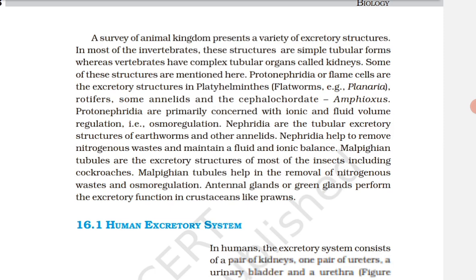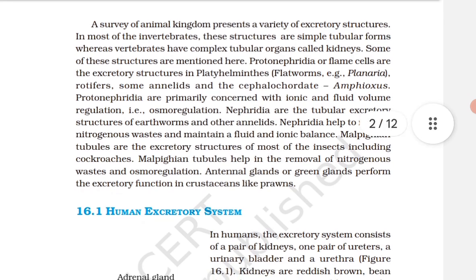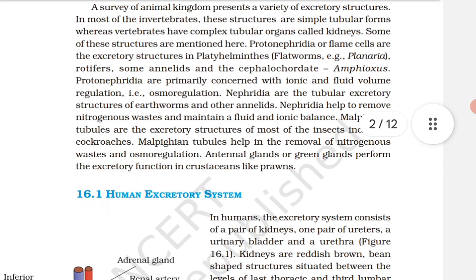Protonephridia or flame cells are the excretory structures in platyhelminths, that is flatworms, example planaria, rotifers, some annelids, and the cephalochordate, that is amphioxus. Protonephridia are primarily concerned with ionic and fluid volume regulation. Primarily concerned with what? With ionic and fluid volume regulation, that is osmoregulation.